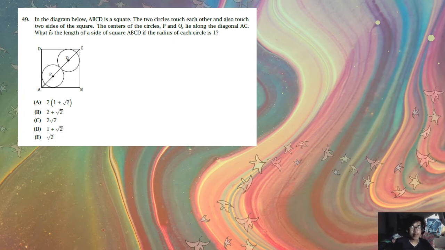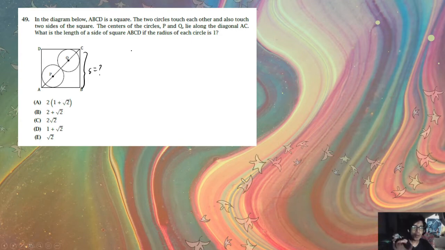Okay, 49. In the diagram below, ABCD is a square. The two circles touch each other and also touch two sides of the square. The centers of the circles P and Q lie along a diagonal AC. Now, what is the length of the side of the square ABCD if the radius of each circle is 1?